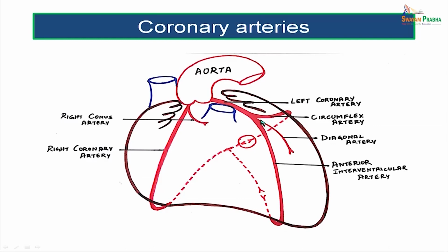Occasionally, this artery arises from the junction between the anterior interventricular and the circumflex artery itself. Then the termination of the left coronary becomes three terminal branches: the circumflex, the diagonal, and the anterior interventricular branch. Otherwise, normally it is two terminal branches, and the diagonal artery is a branch of the anterior interventricular artery.